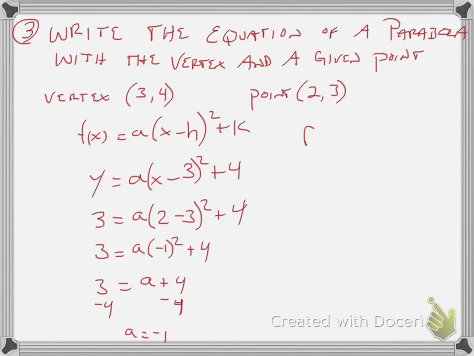So now that I know a is -1, that's all I need in order to write the equation of the parabola, because I already know the h and k. And then from here, I could multiply it out, and I could write it in standard form, which would be -x squared plus 6x minus 5.